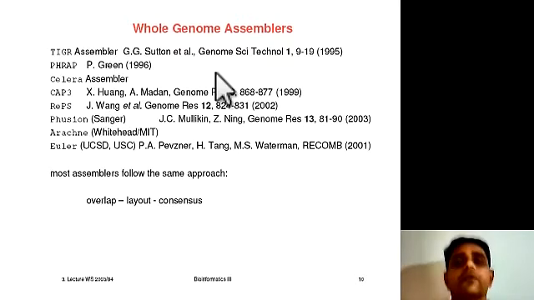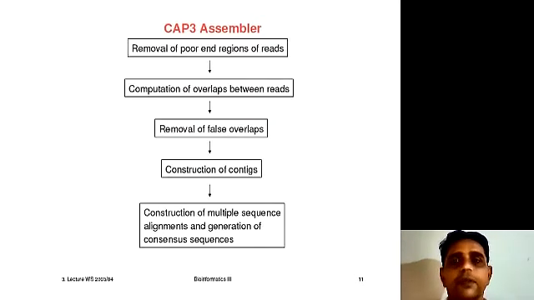Similar to that, each software will have its own kind of logic to compare the sequences and to assemble the sequences, right? In the CAP3 assembler, what will be done? First of all, we'll remove the poor and low quality regions of the read. So whatever fragments are there, depending upon the quality of the data, the poor end regions of the reads are removed. After that, computationally, we want to find out what the overlaps between the reads are.